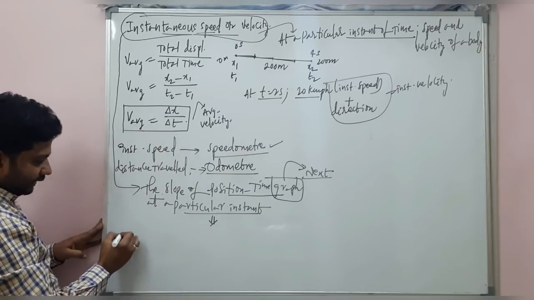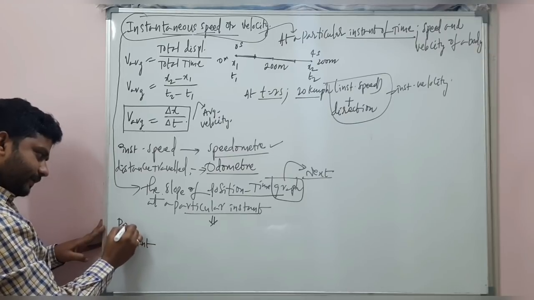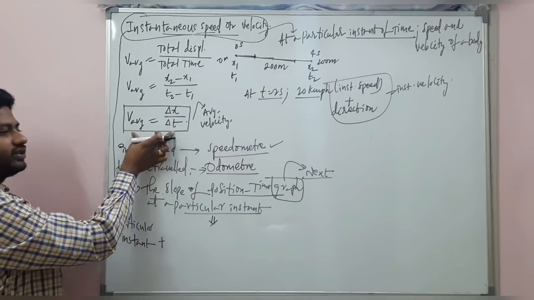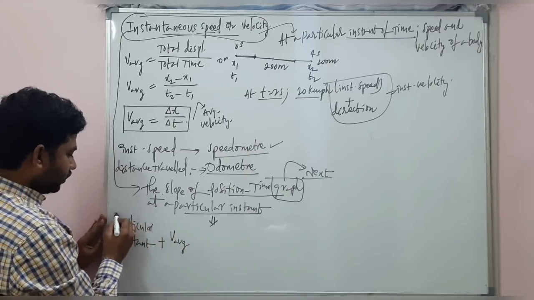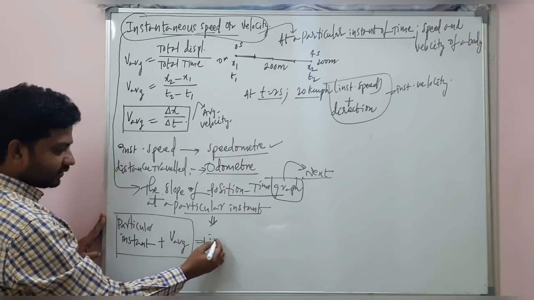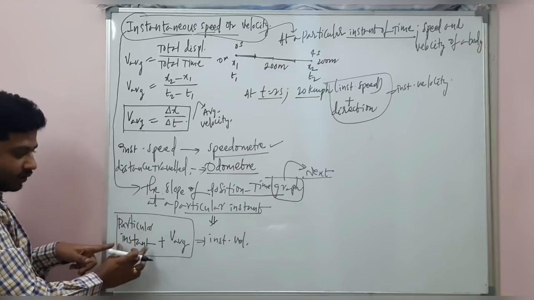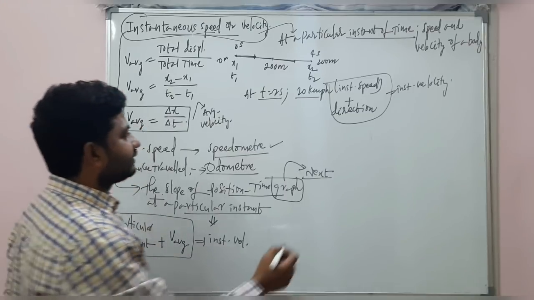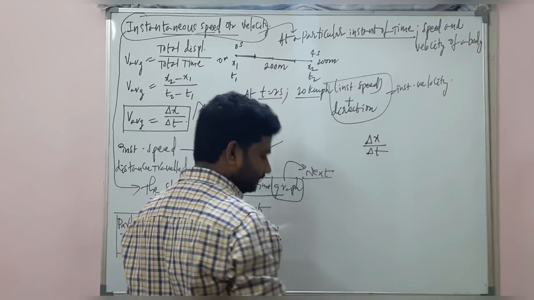So at a particular instant, listen carefully. A particular instant is added to this average speed, so you get instantaneous speed or instantaneous velocity. How to add a particular instant to the average velocity? Listen carefully. What is average velocity? Let me say average velocity is delta x by delta t.